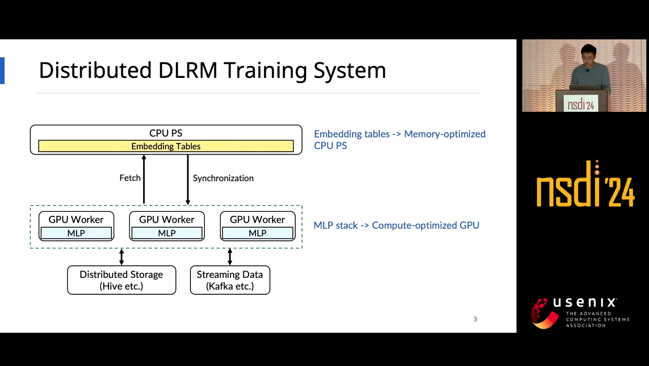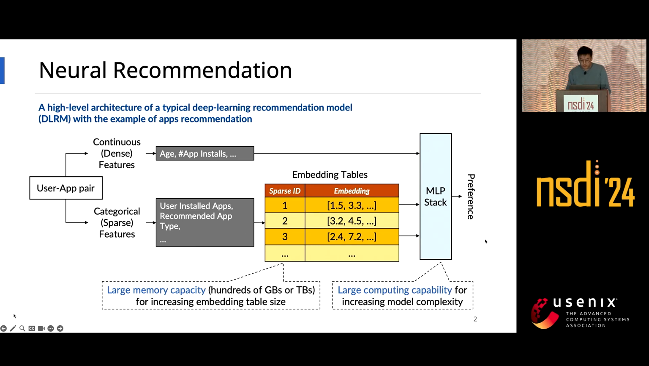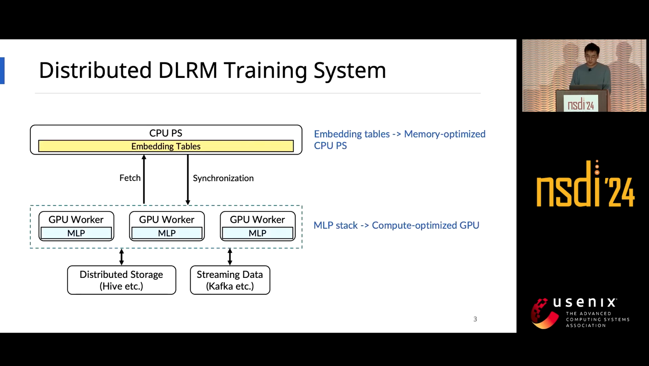So there are two characteristics in this training architecture. The first one is the large memory capacity, because it requires hundreds of gigabytes or terabytes of memory to store the embedding tables. The second one is that we need a large amount of computing capacity for the increase in model size, especially several GPU devices.